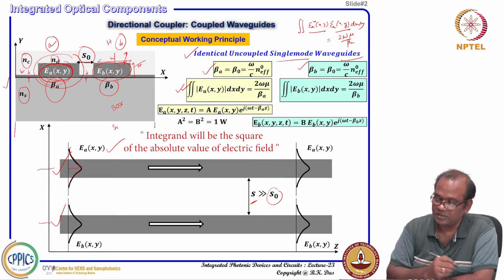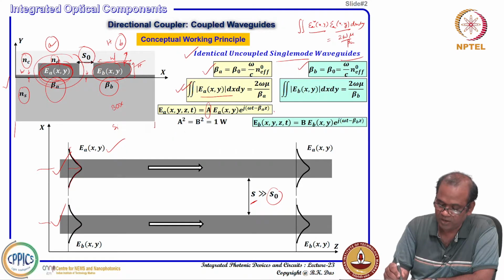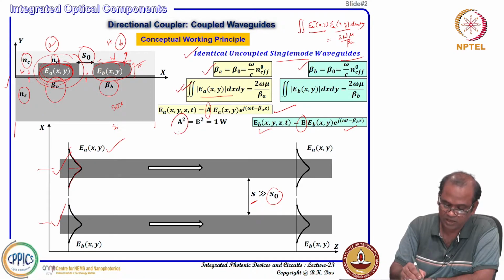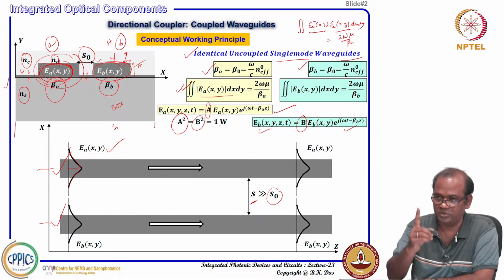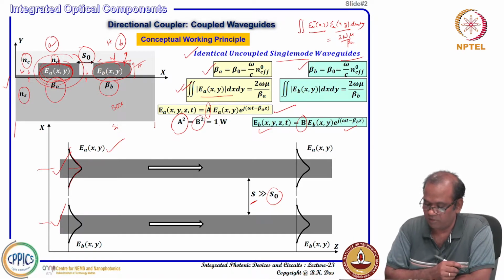So, this is nothing but this integral dx dy, and if you define that this field has a specific amplitude, a normalization constant, then the propagation constant beta A should be beta naught if they are identical. Similarly for waveguide B, E B x y with omega t minus beta B z, and a normalization constant such that A square equals B square equals 1 watt. Individually they are carrying 1 watt. That is what we keep considering all the time.